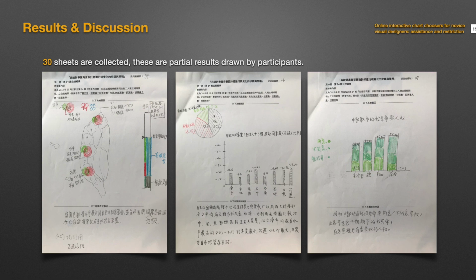All 10 participants completed the 3 tasks. We collected a total of 30 sheets. These are partial results drawn by participants. We didn't limit the type or number of charts they drew, so we can see some participants drew 2 or more types of charts in the same subject.